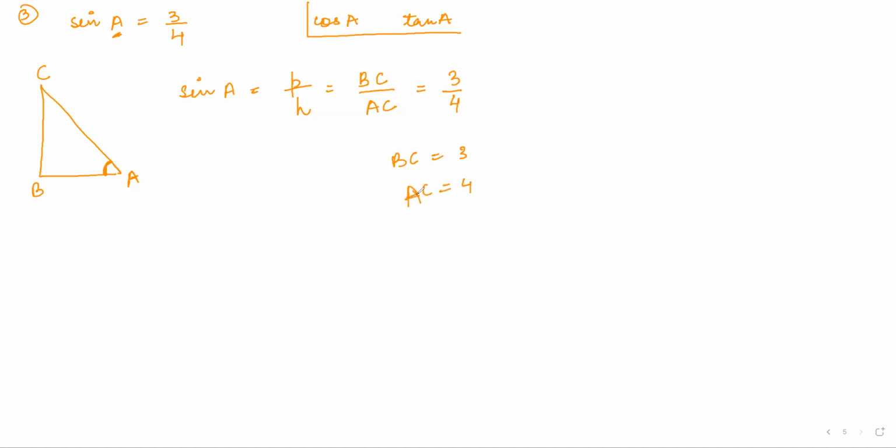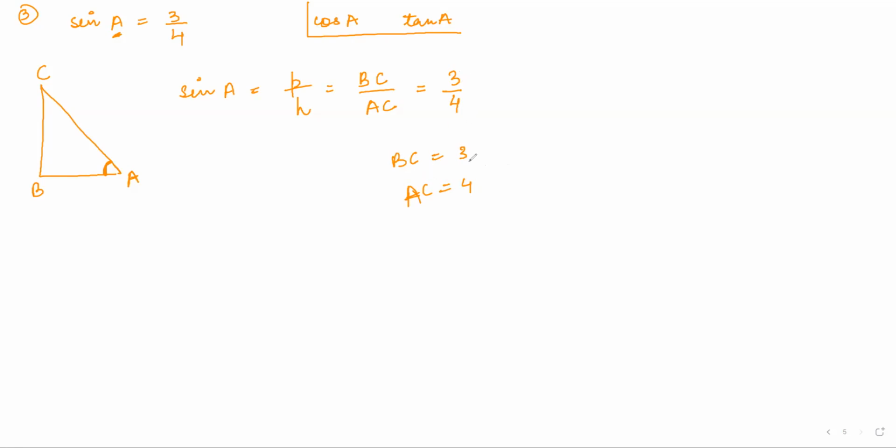Arshia, can I write this? Yes, ma'am. No, no. I explained this before also. Now again, Arshia, try to understand this thing. Basically, the ratio of BC and AC has to be 3 by 4.